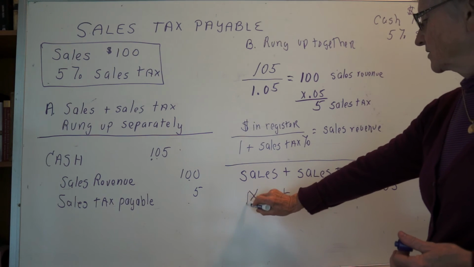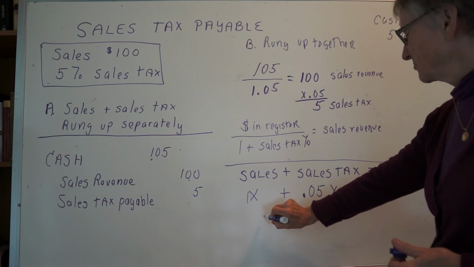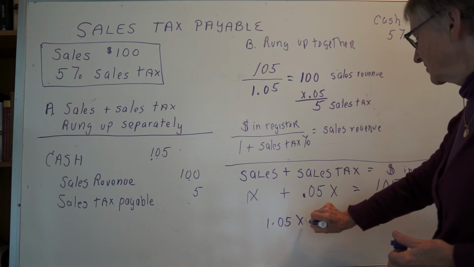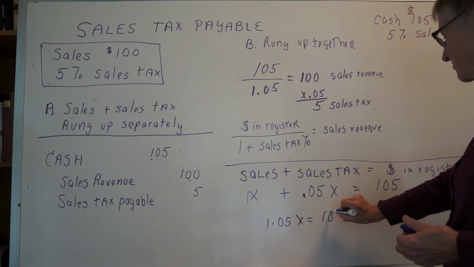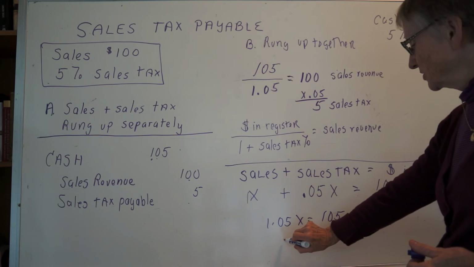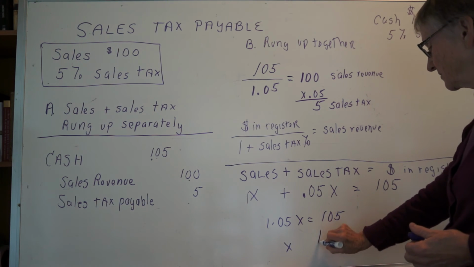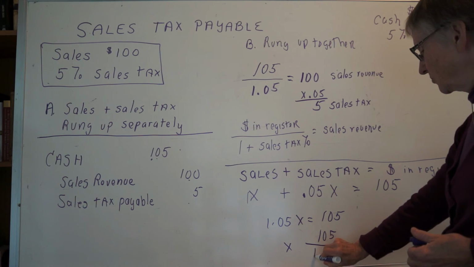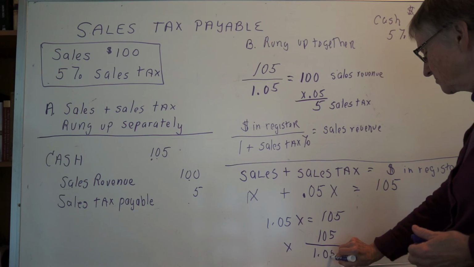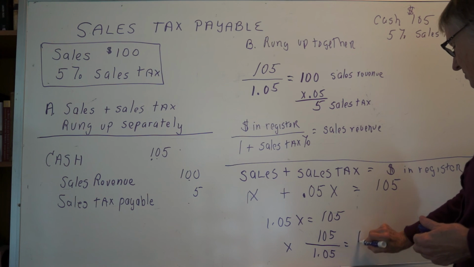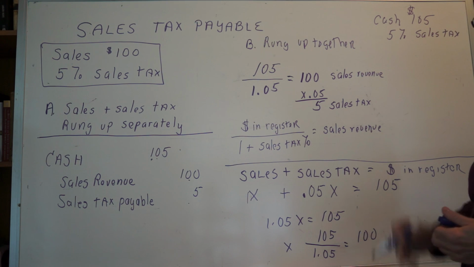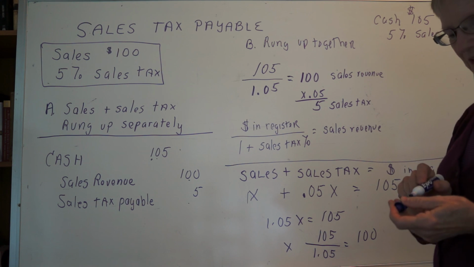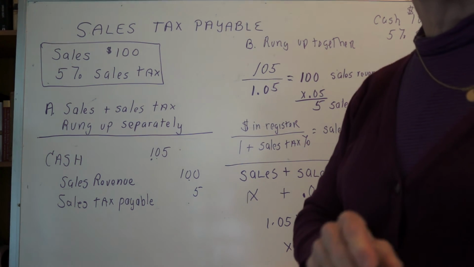So this is 1X, this is 0.05X, so if we simplify that, it's 1.05X equals the 105. And then when we simplify it further, we get the total amount in the drawer divided by 1 plus the sales tax percentage, and that gives us $100 sales, and we can figure out the rest. Okay, so that is your sales tax payable.